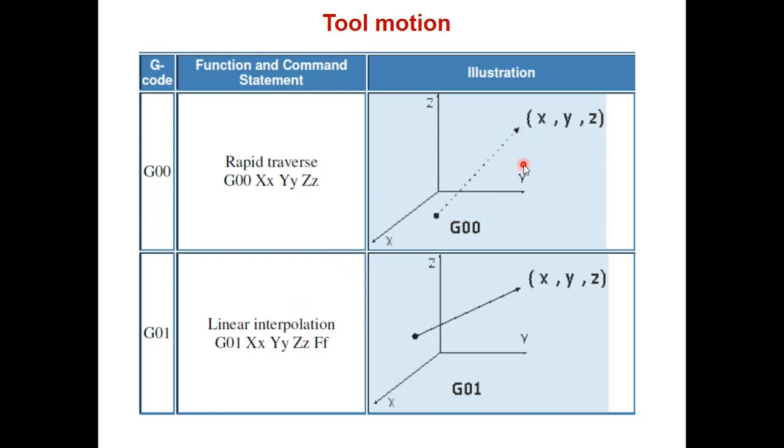Now when we are doing any operation in between during this motion, we have to use linear interpolation, that is G01. Same process, X Y and Z, and initially G01.